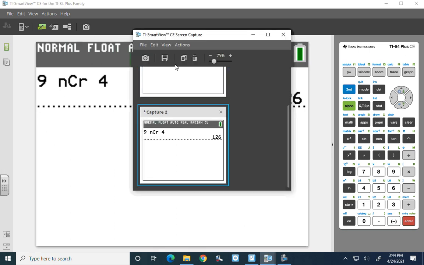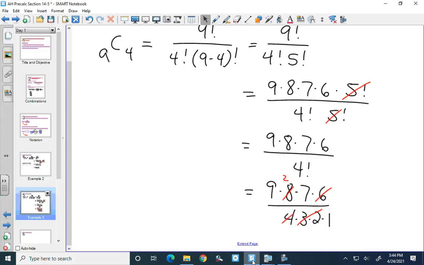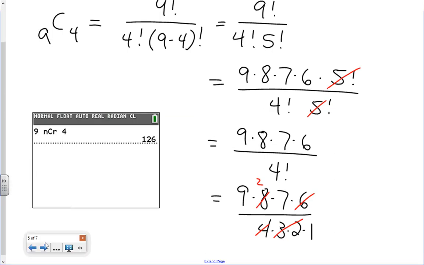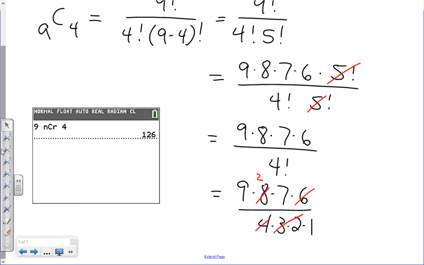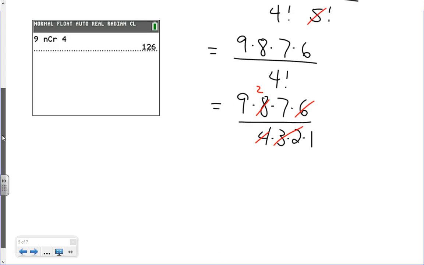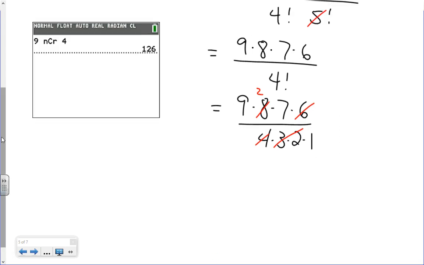So the permutation was a much, much bigger number, and that's because of the fact that you're including those rearrangements there. Combination, you have to eliminate those rearrangements. That's why we divided by that 4 factorial. So this turns out to be 126, which, 9 times 7 is 63, and then times the 2 that I have in the numerator, yeah, that makes sense that that's a 126.